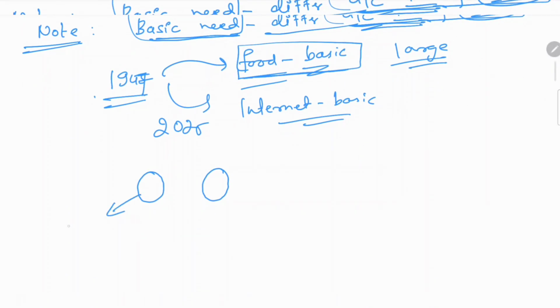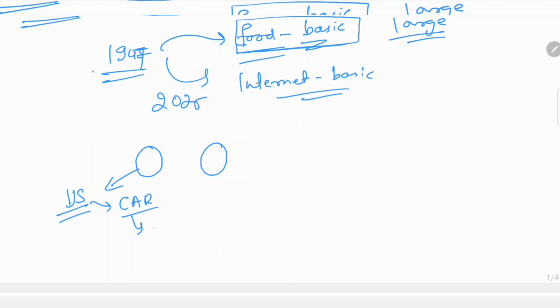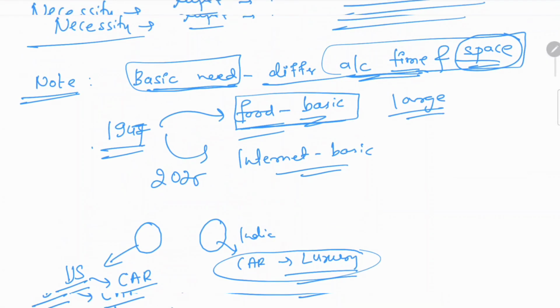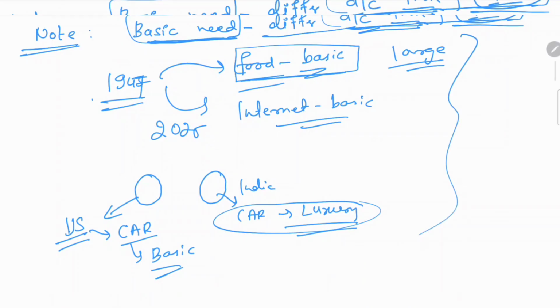Just take the example of the United States, where a person with a car can be considered to have a basic need. There is no big thing in that. But in India, having a car is a luxury. Okay, it is not a basic need, rather it is a luxury in India. That is why we can say that these basic needs will differ across space. This you must remember. I will show you an example of a UPSC prelims question where by knowing this concept you can tackle that question. I will show it later.